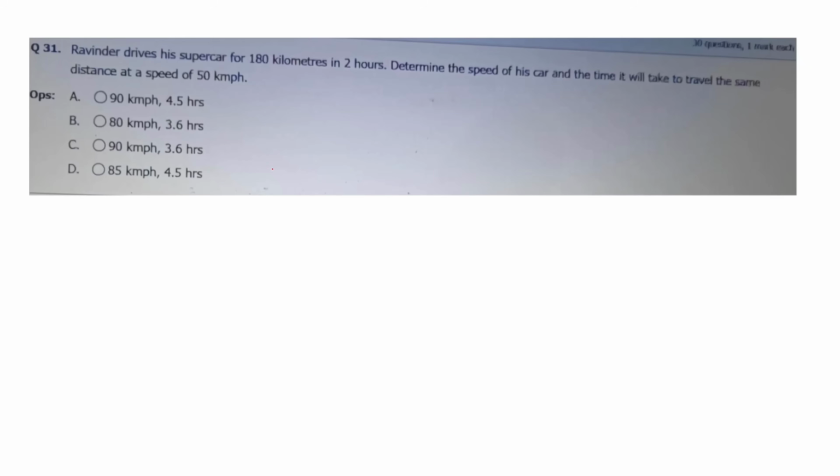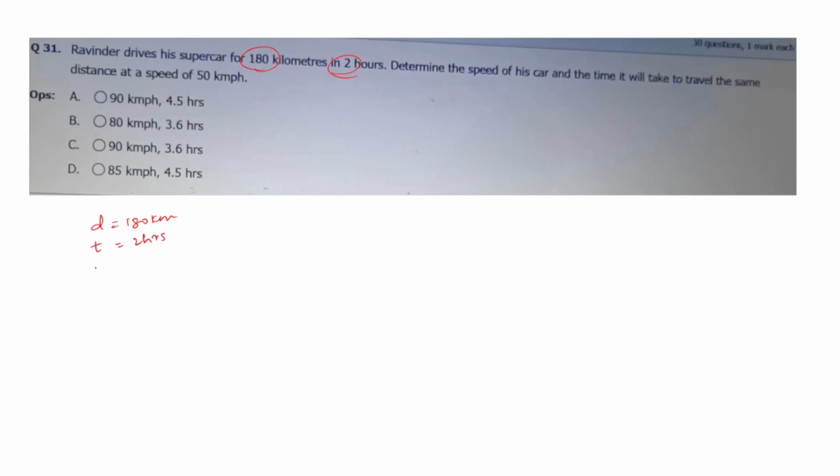First question is: Ravinder drives his supercar for 180 kilometers in 2 hours. Determine the speed of his car and the time it will take to travel the same distance at a speed of 50 kilometers per hour. Here in the question they give the distance and the time. So let's write those two. D equals 180 kilometers, and the time given is 2 hours. With the help of these two we can calculate the speed.